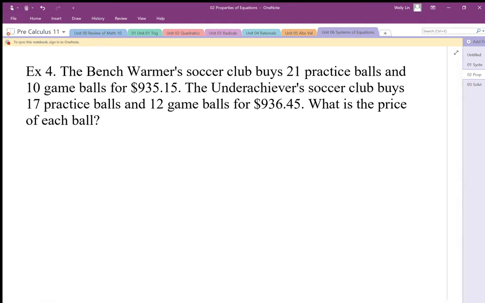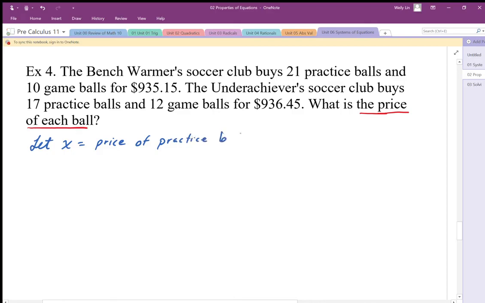So being a word problem, we really need to make sure we know what we're looking for. The last sentence often gives us the clue of what we're looking for and what our variable is going to be: the price of each ball. We don't know the price of the practice ball and we don't know the price of the game ball. So that's how I'm going to set my variables. I'm going to do my let statement. Let x equal, and make sure we're clear, the price of a practice ball, and we'll let y equal the price of a game ball.